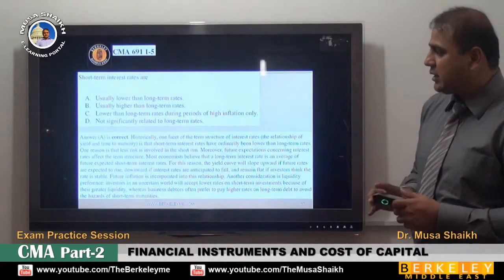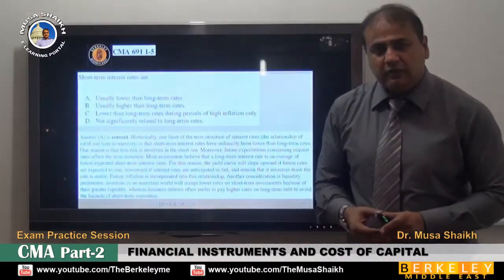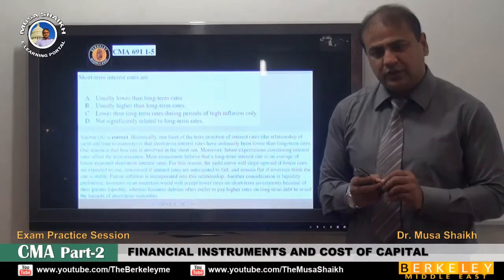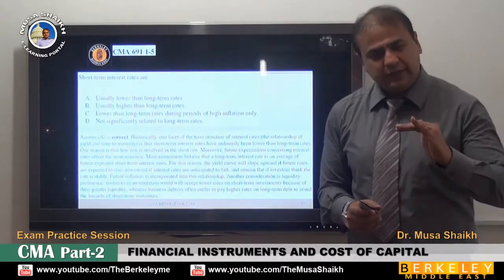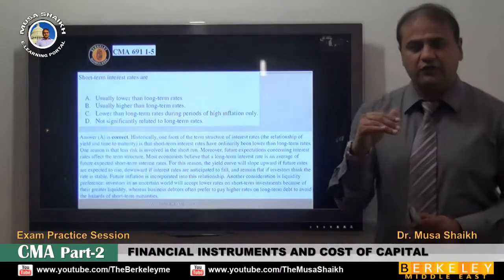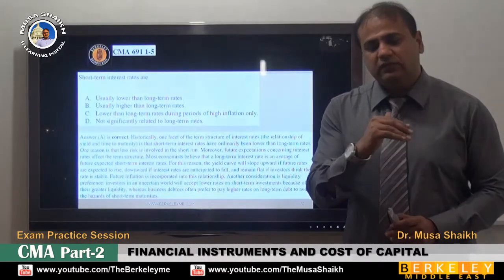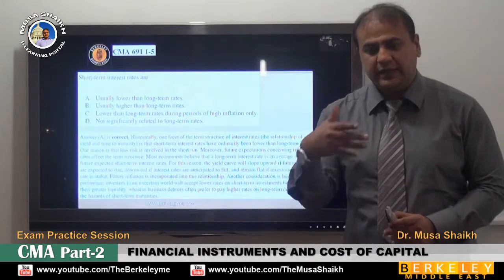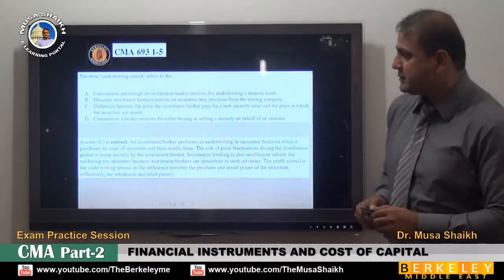Short-term interest rates are generally lower than the long-term rates. Why? Because in a normal situation, when everything is going smoothly, the economy is good, people are living happily, if you go to a bank and want to invest for 3 months, 6 months, 9 months, your interest rate will be lower. And if you want to invest for 3 years, 5 years, 10 years, your interest rate will be higher. This is the normal mechanism. So A is the right answer.